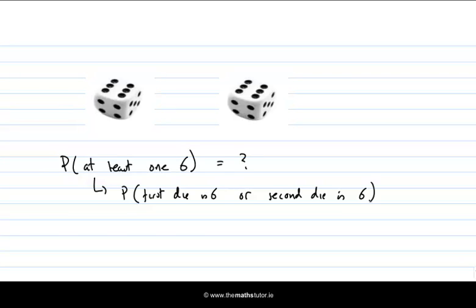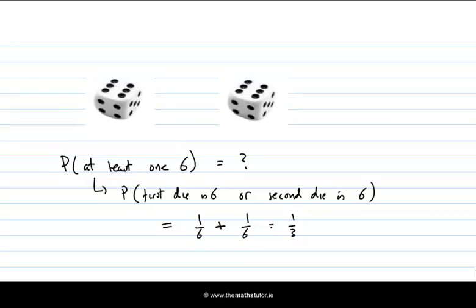Now it's tempting, if you are not careful about your probability calculations, to say, I know that the probability that the first die is 6 is 1/6, and the probability that the second die shows a 6 is 1/6. So I want either one of these things to happen, so I should just add up the probabilities, right? I'm guessing that the probability that I get at least one 6 is 1/6 plus 1/6, which is 1/3.